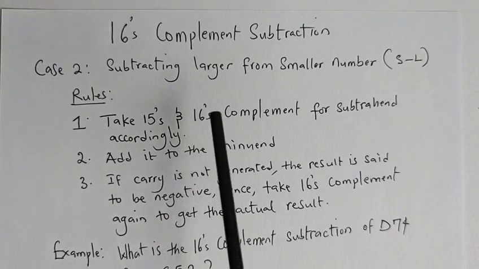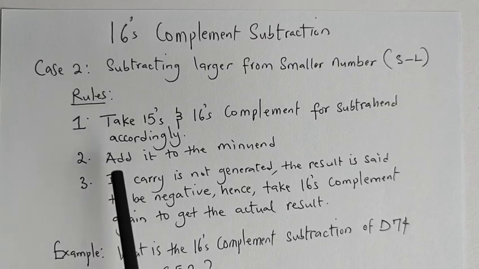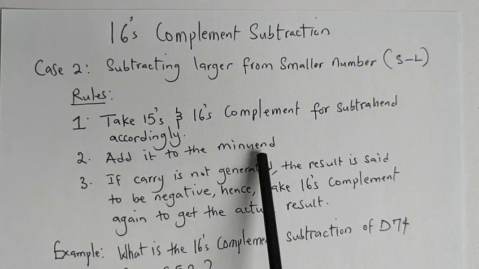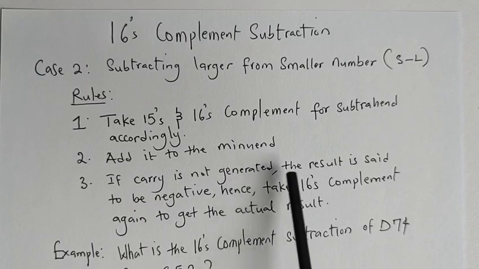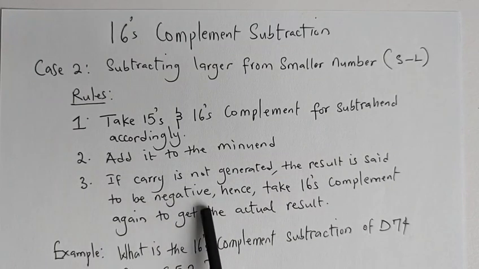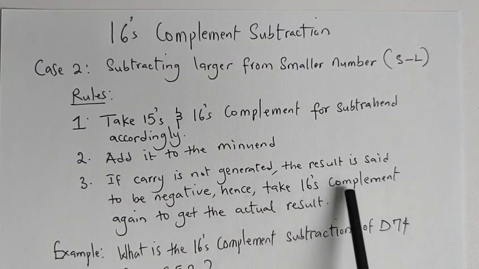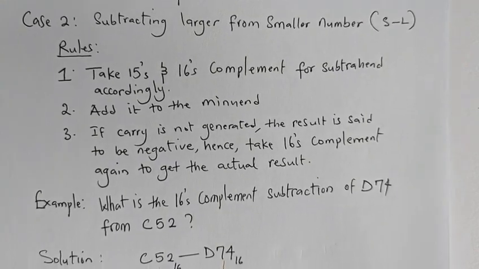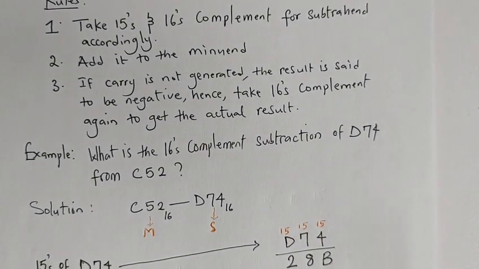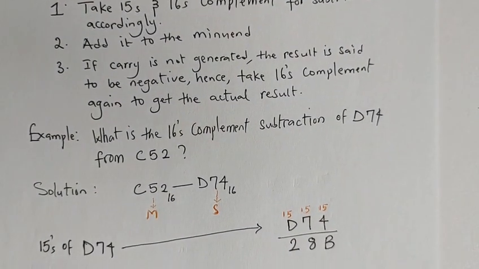Once you obtain the result, rule 2 says you add the result to the minuend. Step 3 says if carry is not generated, the result is said to be negative. Hence, we need to take the 16th complement again to get the actual result. Now let's take a look at one example so that we can fully understand how these rules can be applied.